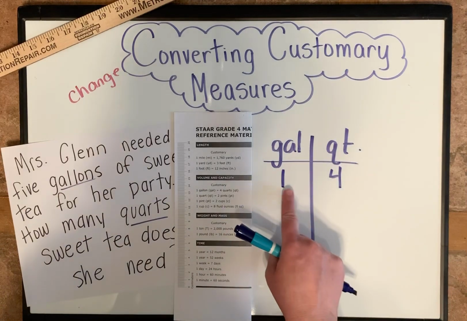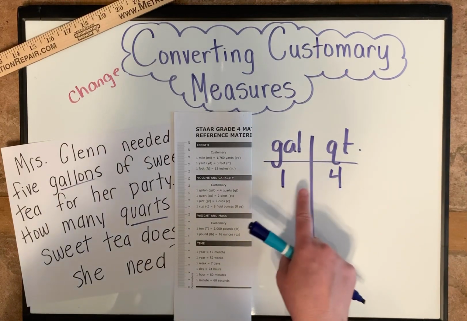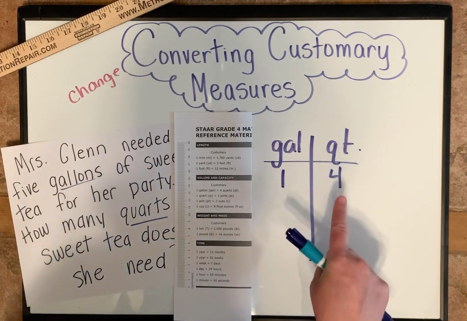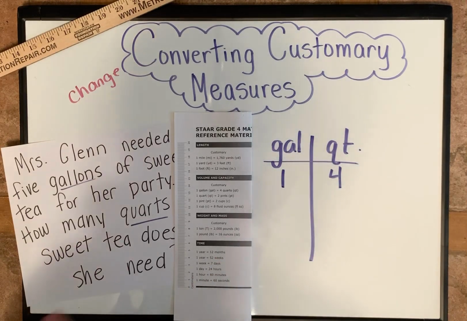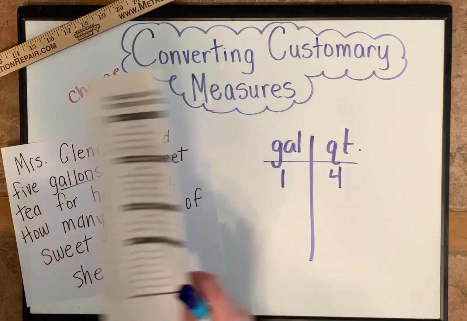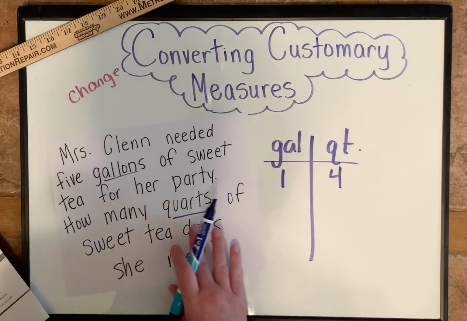Now I don't know if I'm going to be going from left to right or right to left. I know the relationship is a 4. I don't know yet if I'm going to multiply or divide. Let's fill in the rest and then we'll know. So let's look to see what we had.